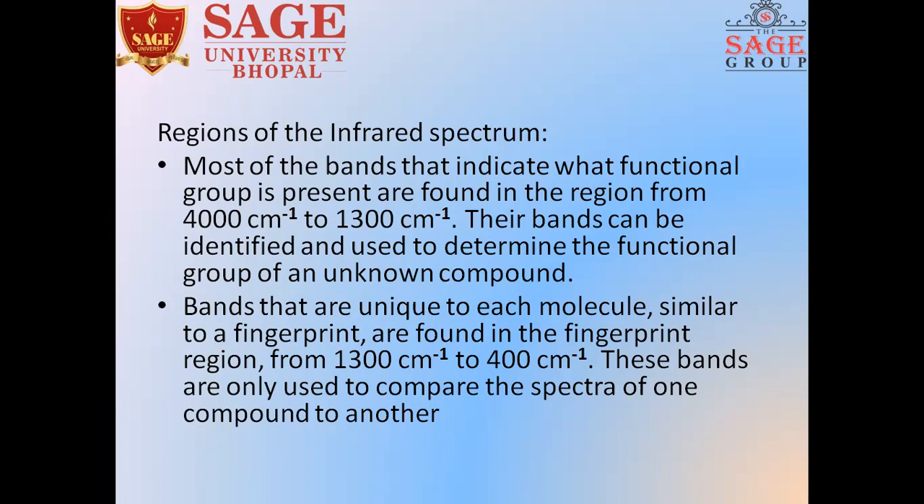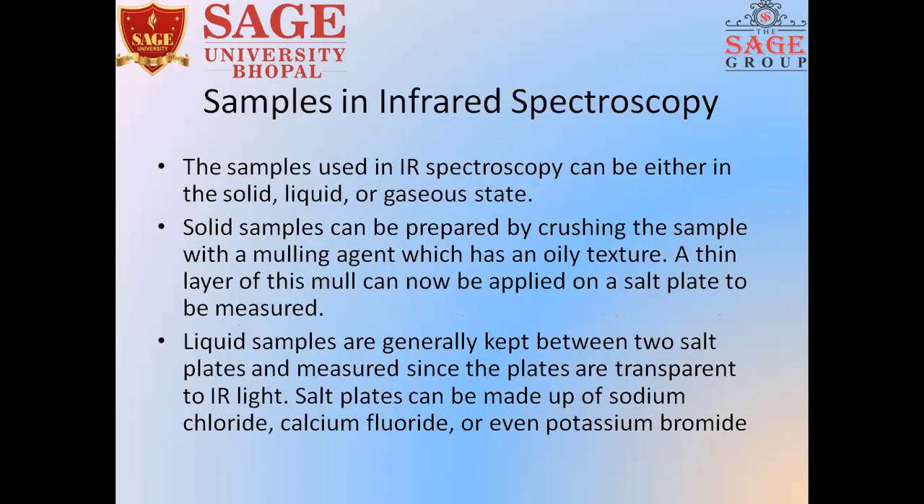And we can say that these bands are commonly used to compare the spectra from one compound to another. So how can samples be prepared for infrared spectroscopy? Any kind of sample can be prepared for infrared spectroscopy. It can be solid, it can be liquid, or it can be gas.